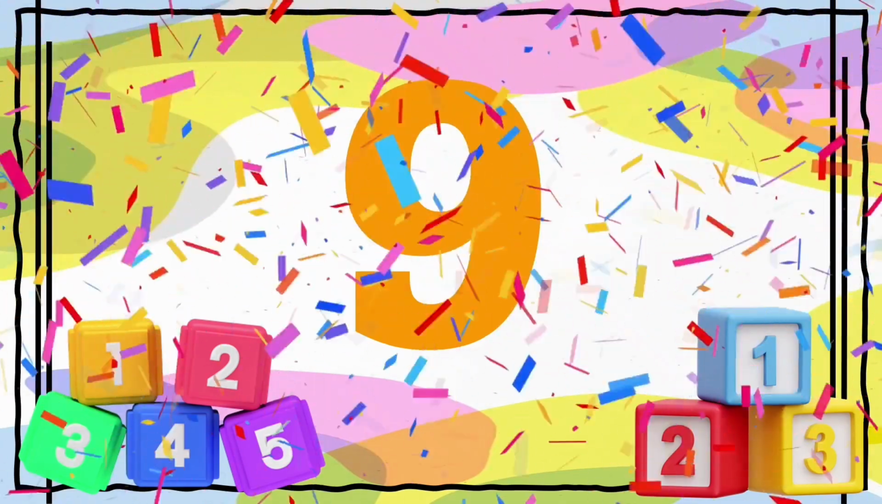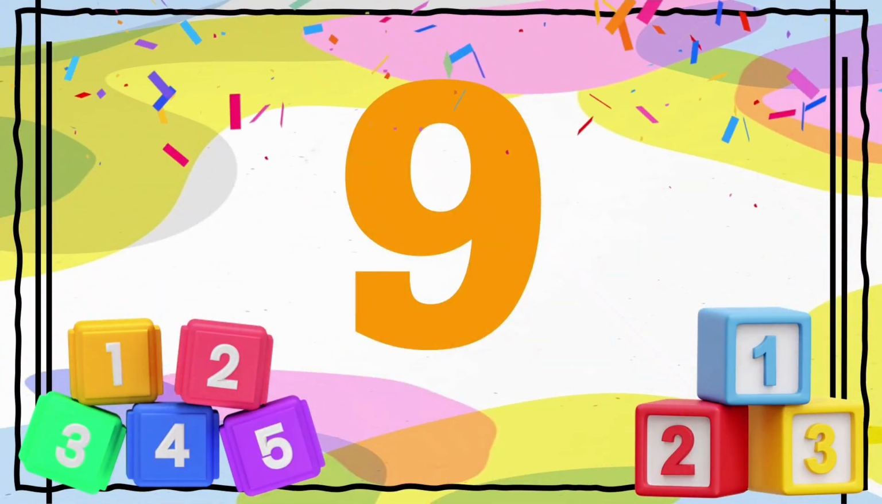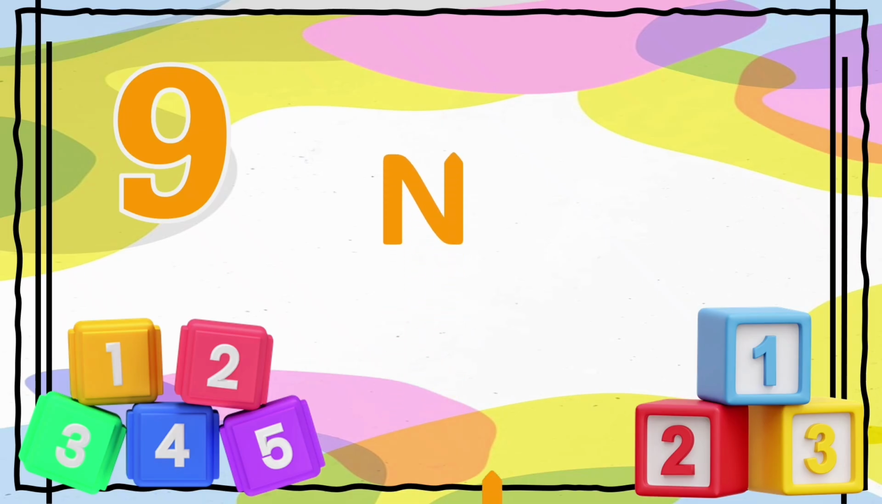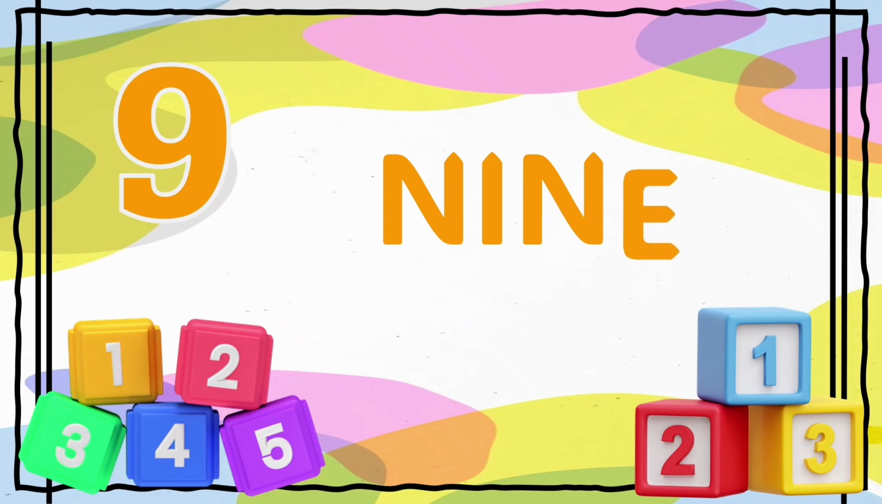9. How to write it? Start by making a small circle at the top. Then draw a straight line up from the left side of the circle. In this way you can easily write 9. What is the spelling of 9? N I N E. 9. Let's see some examples.